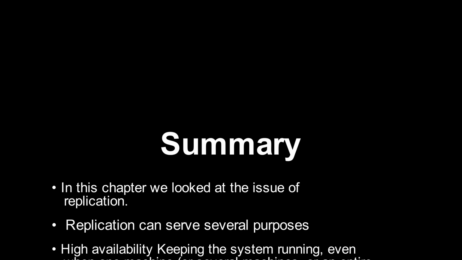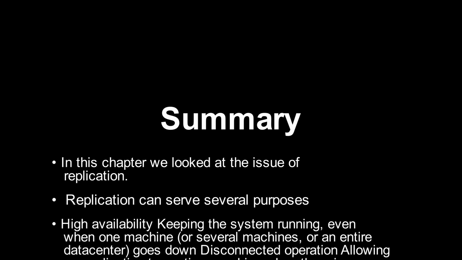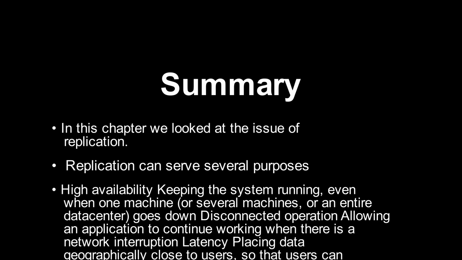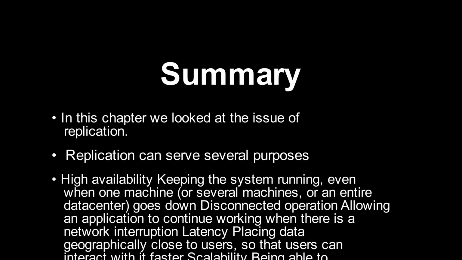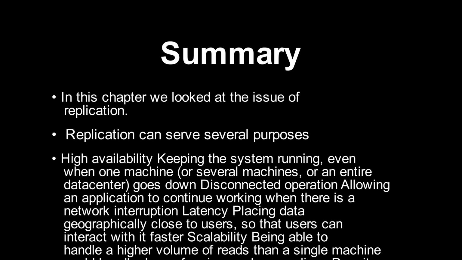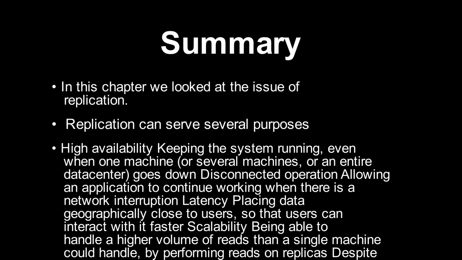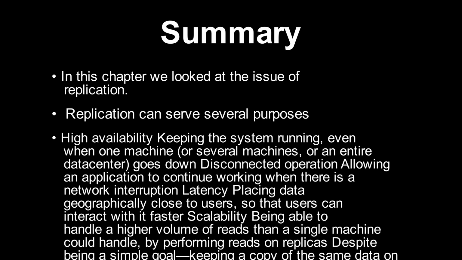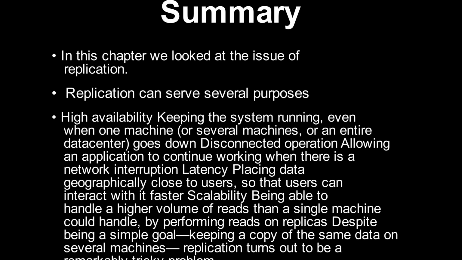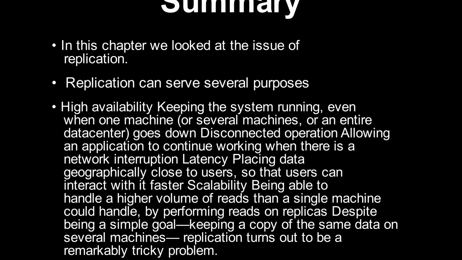Summary. In this chapter we looked at the issue of replication. Replication can serve several purposes. High availability, keeping the system running even when one machine, or several machines, or an entire data center goes down. Disconnected operation, allowing an application to continue working when there is a network interruption. Latency, placing data geographically close to users, so that users can interact with it faster.